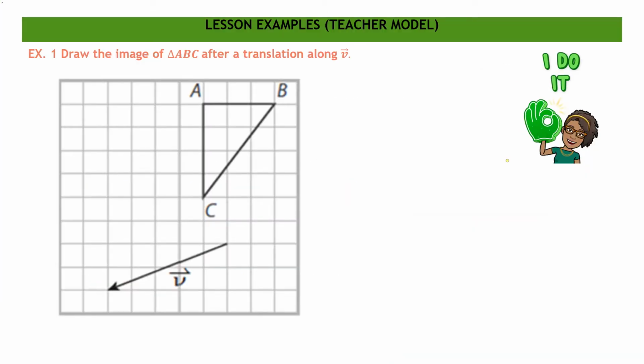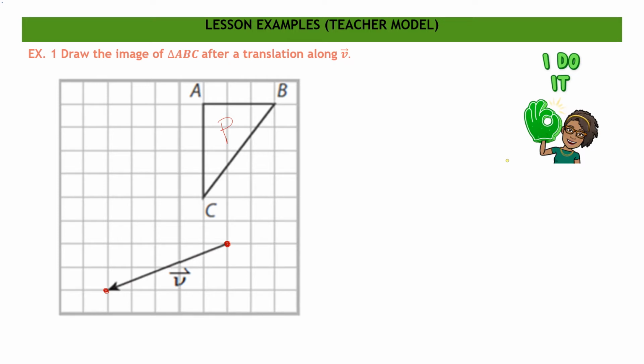All right, so let's jump right into example number 1. It says draw the image of triangle ABC after a translation along vector V. Triangle ABC here is what we will call our pre-image. I'm labeling this so we can distinguish our pre-image from our image. If we remember from our warm-up activity, a vector has an initial point, which is our starting point, and a terminal point, which is our end point.